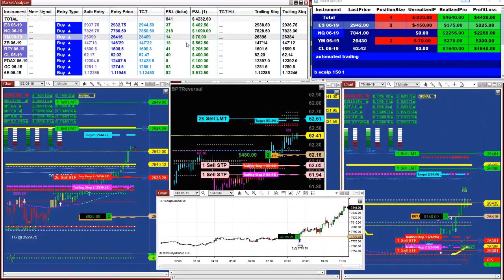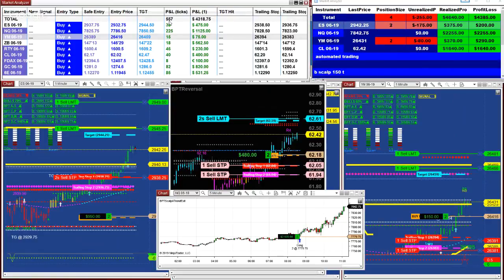You can follow this market analyzer. It is based on 1 minute, and it gives you, from the entry price to the target, how far you are in that trade. As an example, right now, based on one contract and 1 minute, we are 553 ticks into the profit.